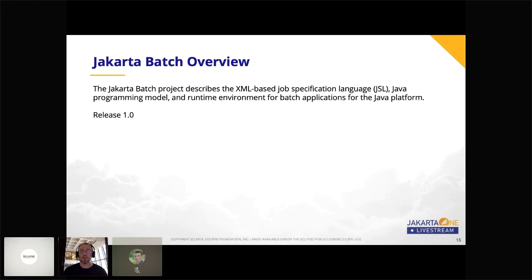Jakarta Batch Project describes an XML-based job specification language, or JSL, Java programming model, and runtime environment for batch applications for the Java platform. So the specification ties together the Java API and the JSL, allowing a job designer to compose a job in XML form, Java application artifacts, and conveniently parameterize them with values for an individual job. This structure promotes application reuse and artifacts across different jobs. So the key features are checkpoint, restart, steps, XML configuration, and partitions. Release 1.0 is part of Jakarta EE8.